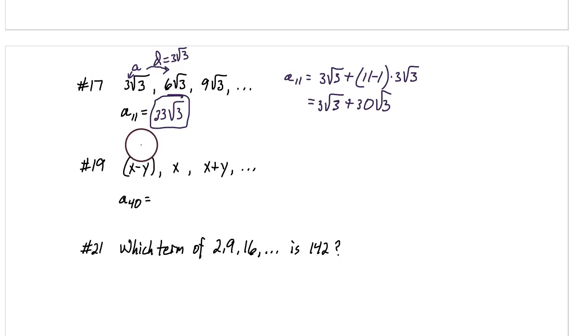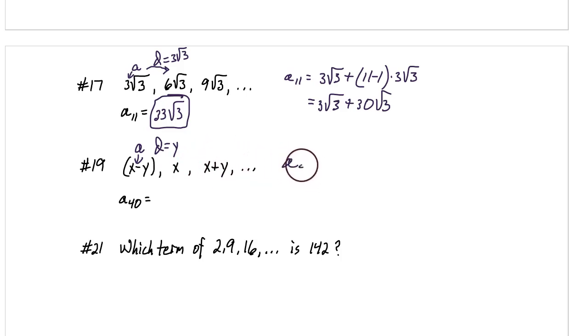Number 19. Again, we have an arithmetic sequence. The value of a is x minus y. And then looking from term to term, we can figure out what d is. It looks like d is y, because x minus y plus y makes the x be by itself. x plus y makes x plus y, and so on.